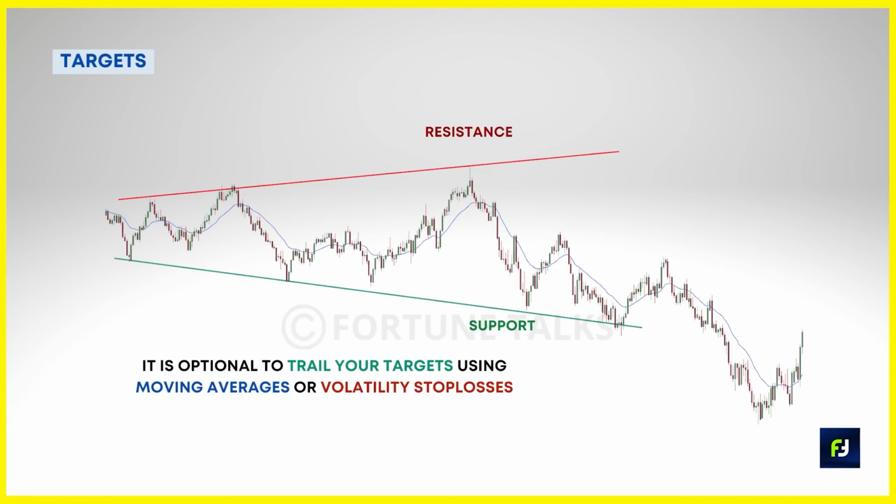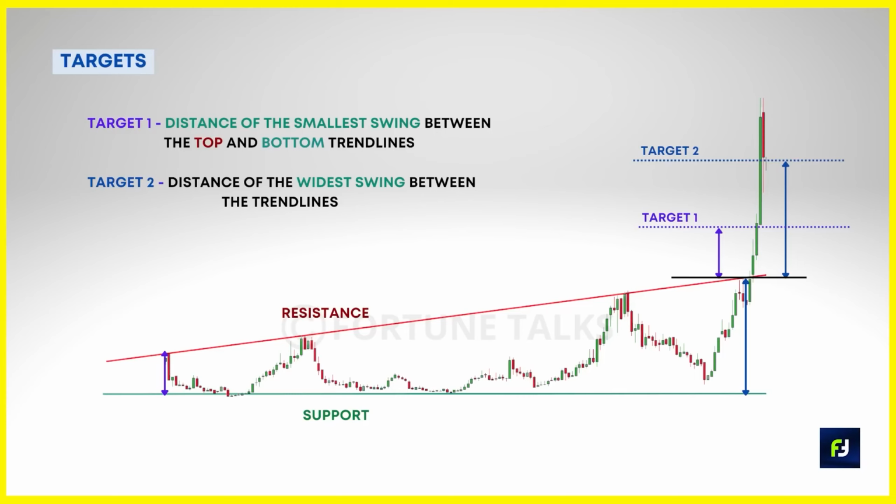Now finally, we will be talking about the targets. For this pattern, I won't be really interested in trading my targets. I'm satisfied with the projected targets. So you can set 2 targets using the price projection method. The first target would be equal to the distance of the smallest swing between the top and bottom trend lines. This distance is further projected above or below the trend line depending on whether it was a breakout or a breakdown. The second target level will be equal to the distance of the widest swing between the trend lines, which is projected from the breakout point.